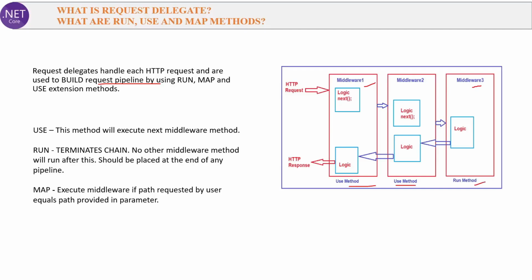What it will do, it will terminate the execution as this is the last middleware in the pipeline. So that is the difference. Use will execute the next middleware while run will terminate the middleware execution. What is the map method? It executes the middleware based on the URL requested by the user. So it will match the URL structure with the middleware and then execute the same method of the middleware. That is the map method.